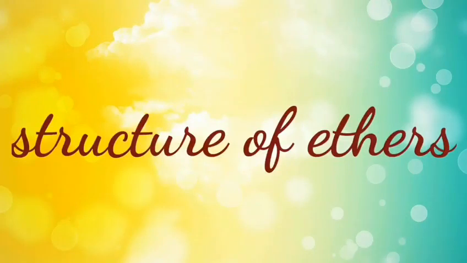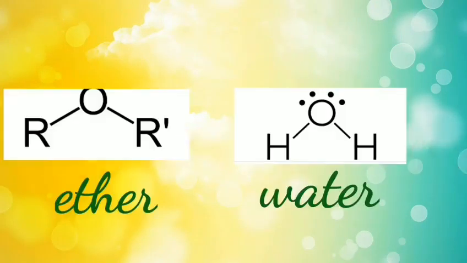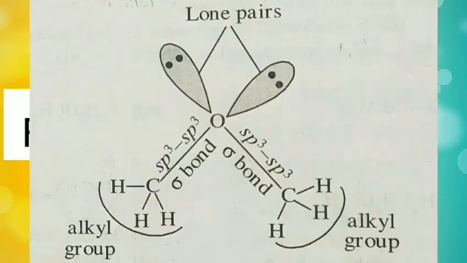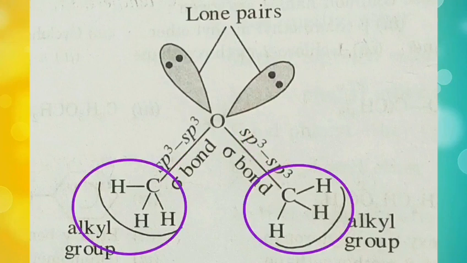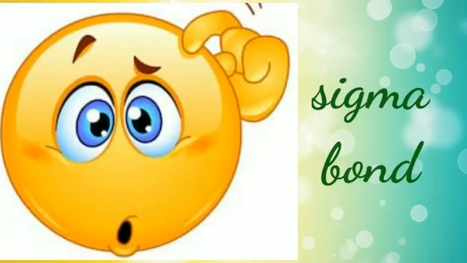Before starting, I'll recall the structure of ethers. Well, my dear students, ethers have structures similar to that of water. In this case, oxygen undergoes sp3 hybridization, forming 4 sp3 hybrid orbitals. Students, 2 of the 4 sp3 hybrid orbitals of the oxygen atom overlap with sp3 hybrid orbitals of 2 alkyl groups, forming sigma bonds. Now students, what is a sigma bond?